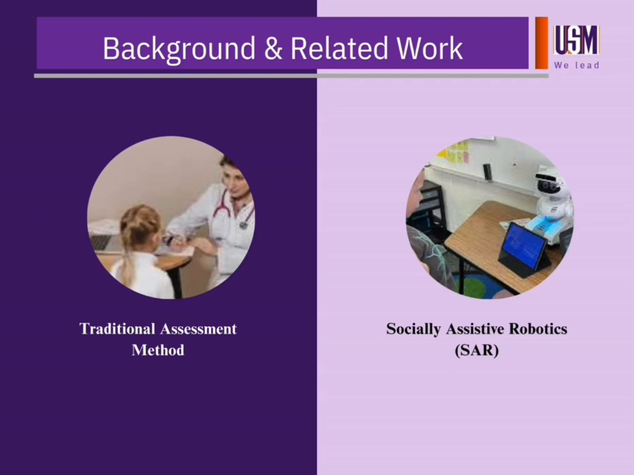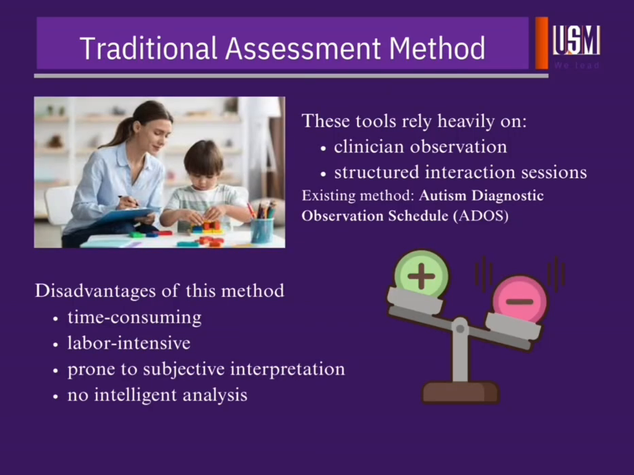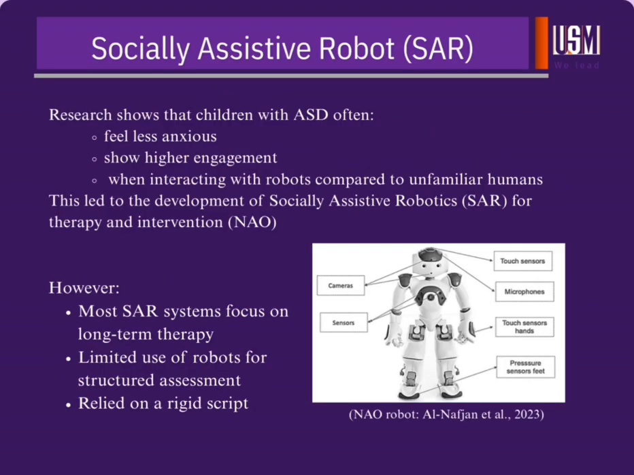Currently, we have two methods to detect this developmental issue, which are the traditional method and socially assistive robotics. The traditional method relies heavily on clinician observation and structured interaction sessions. The disadvantage of this method is that it is time-consuming, labor-intensive, prone to subjective interpretation, and there is no intelligent analysis. Moving on, we have SAR.